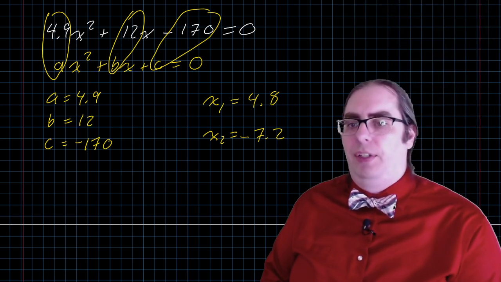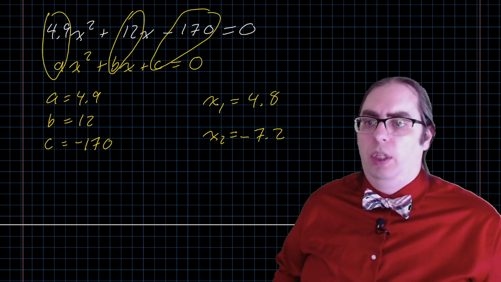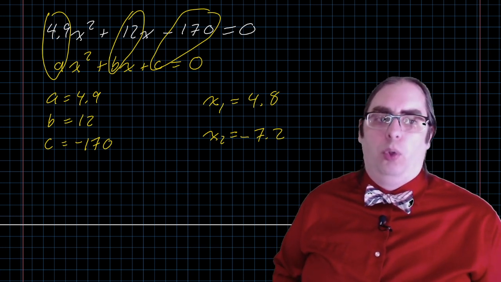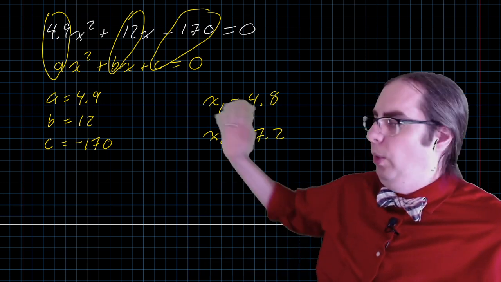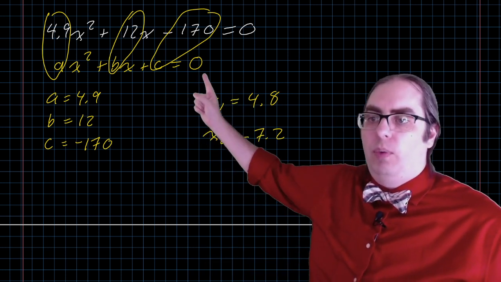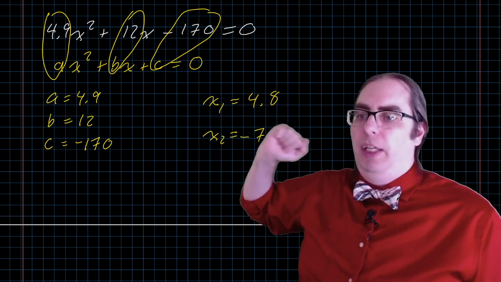If you have this calculator, that's fantastic news, right? Your calculator can do the work for you. You just have to recognize that you have a quadratic equation, you have a polynomial equation, you've gotten the right side equal to 0, and you can play your matching game.